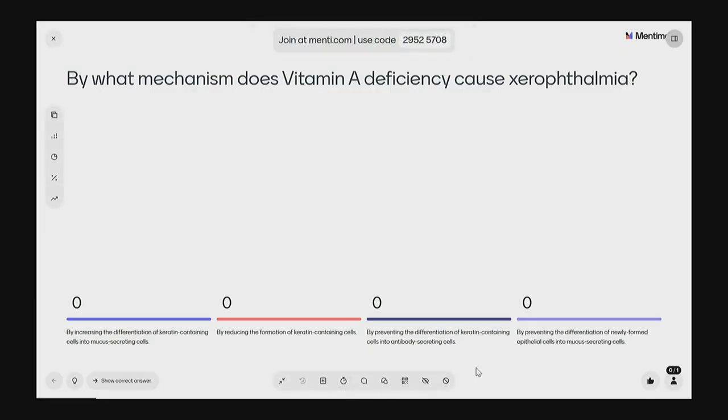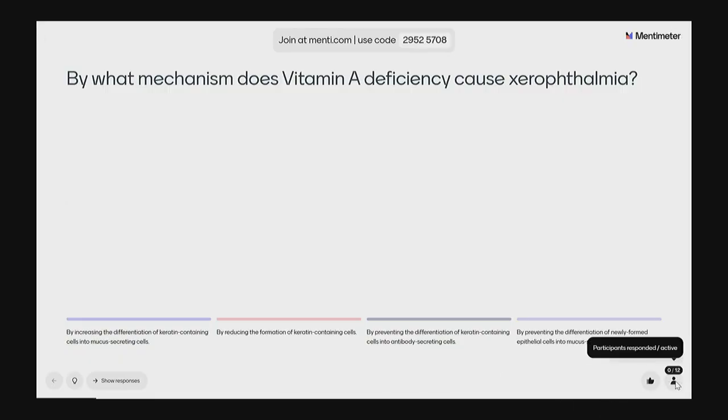So our first question is, by what mechanism does vitamin A deficiency cause xerophthalmia? We're just going to wait till we see a few more people participate here, and then we can turn it on to see what people think.